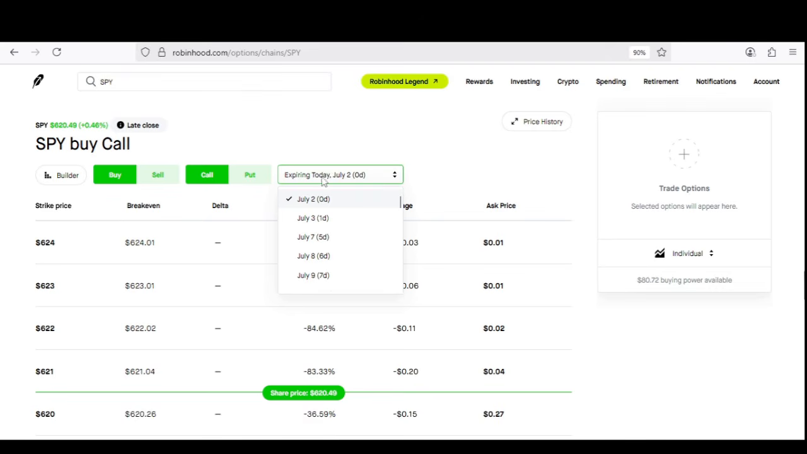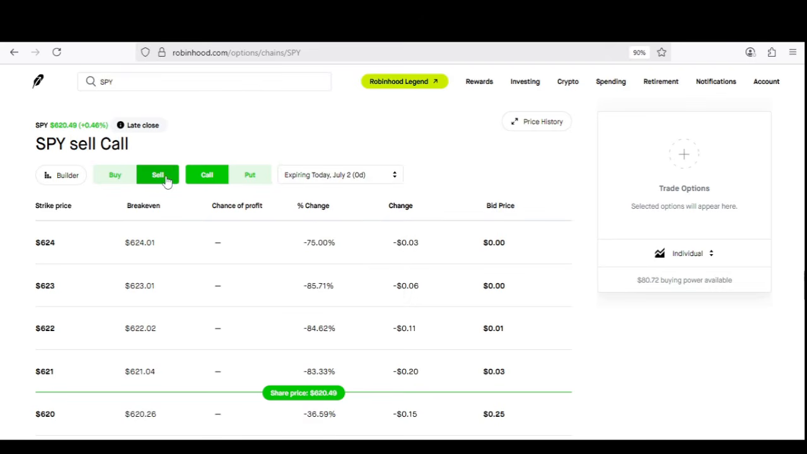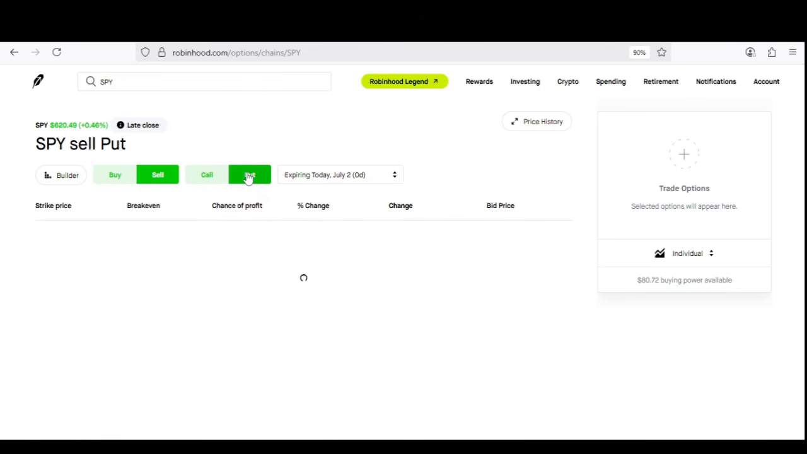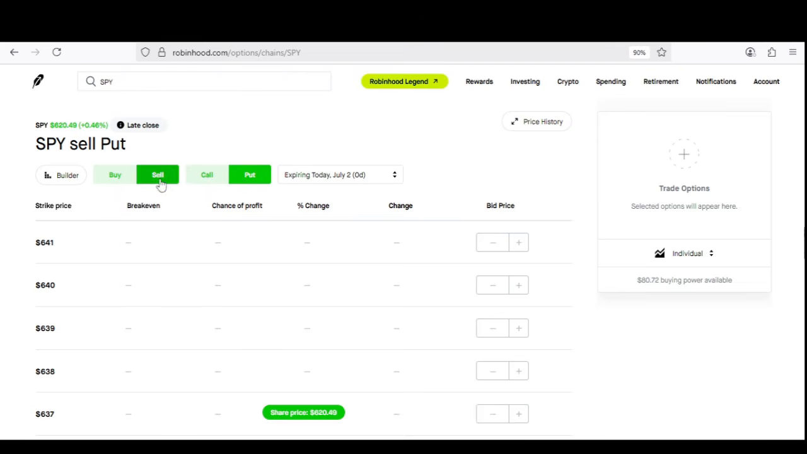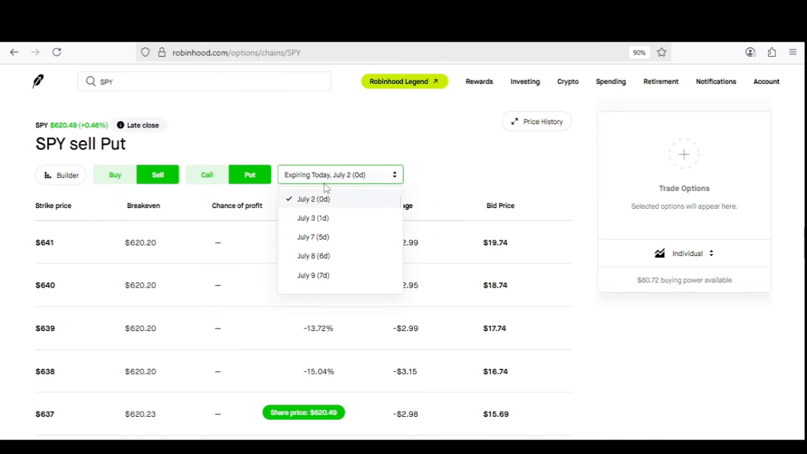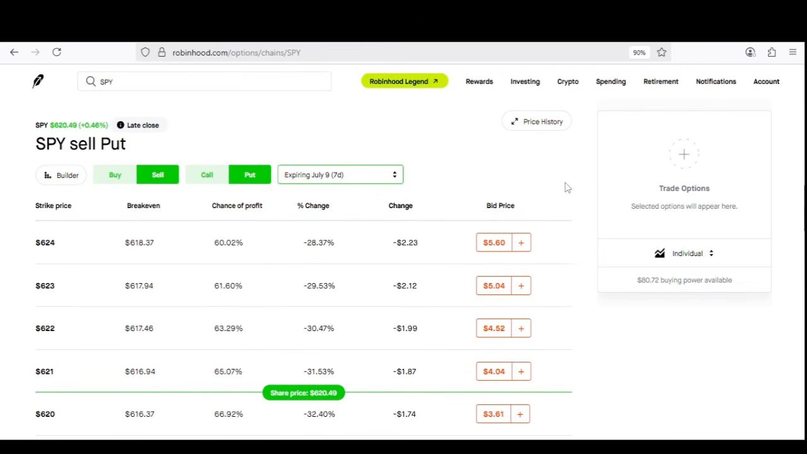So what you're going to do now, you're going to practice the first option strategy, which we did, which was the cash secured put. We're going to go to sell, we're going to go to put, and now we're going to choose our strike date. We're going to choose July 9th, which gives us 7 days to expiration.